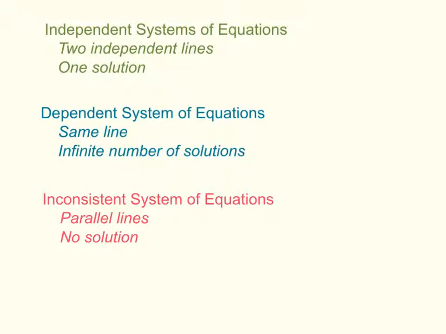All right, and let's look at one more time at the three types. You've got the independent system. That's the ones you can solve. You find an answer for x, you find an answer for y. They have one real solution.